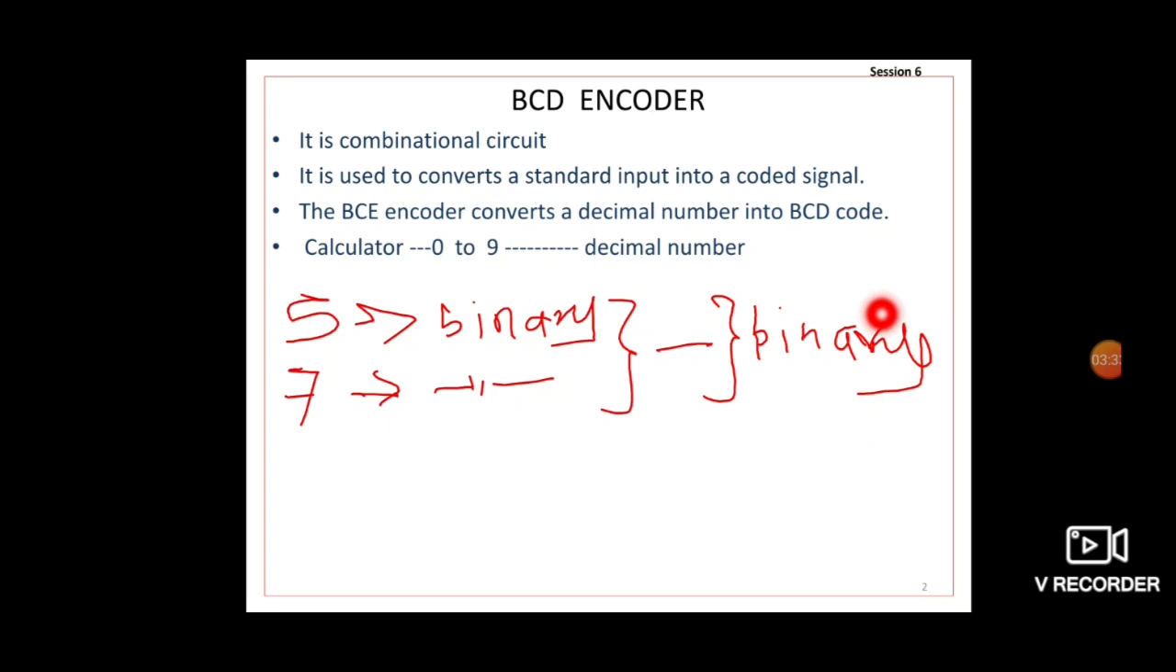So the circuit which is used to convert the decimal number into a binary number is known as the encoder. The circuit which converts a decimal number into a binary number is known as the encoder. So after doing the adding or subtraction, whatever operation, we are getting the number in binary, but we want to see the number in decimal format.